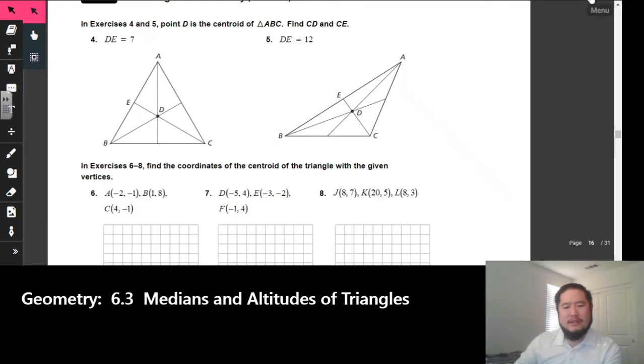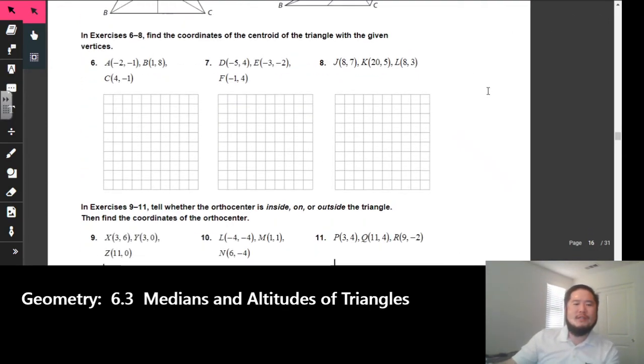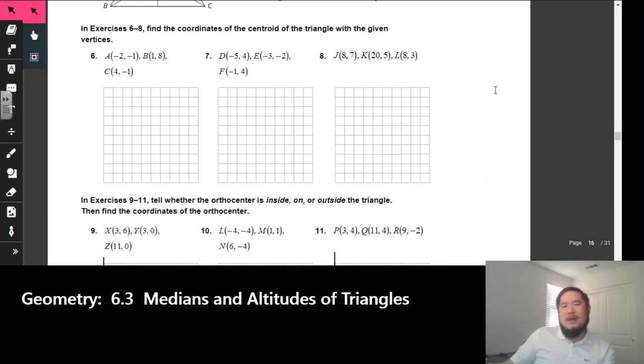Find the coordinates of the centroid of the triangle with the given vertices. Remember I gave you that nifty equation? Use it. Because if not, take a look what they want you to do right here. They want you to graph. And I know you guys don't like graphing, because every time I ask you to do it, a lot of you don't do it in your homework, right? So luckily right here, you can use your equation. X1 plus X2 plus X3 divided by 3. Y1 plus Y2 plus Y3 divided by 3.